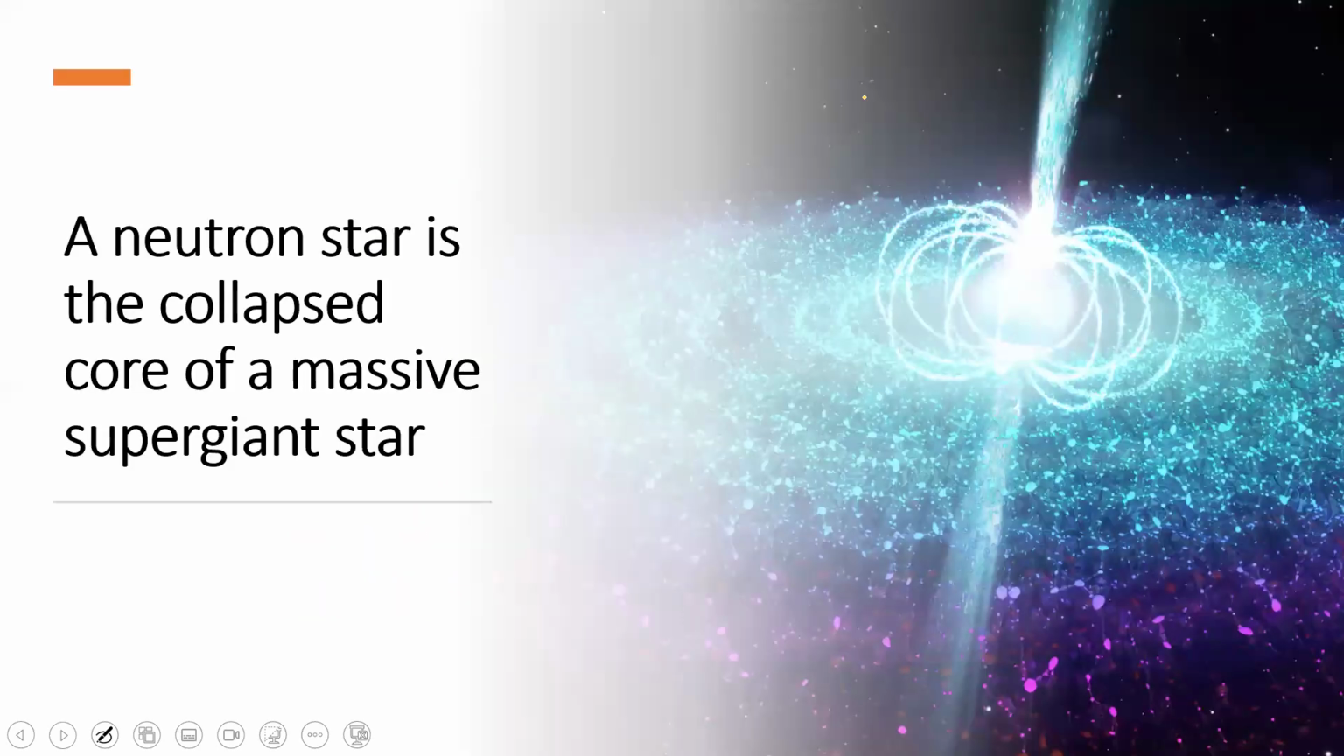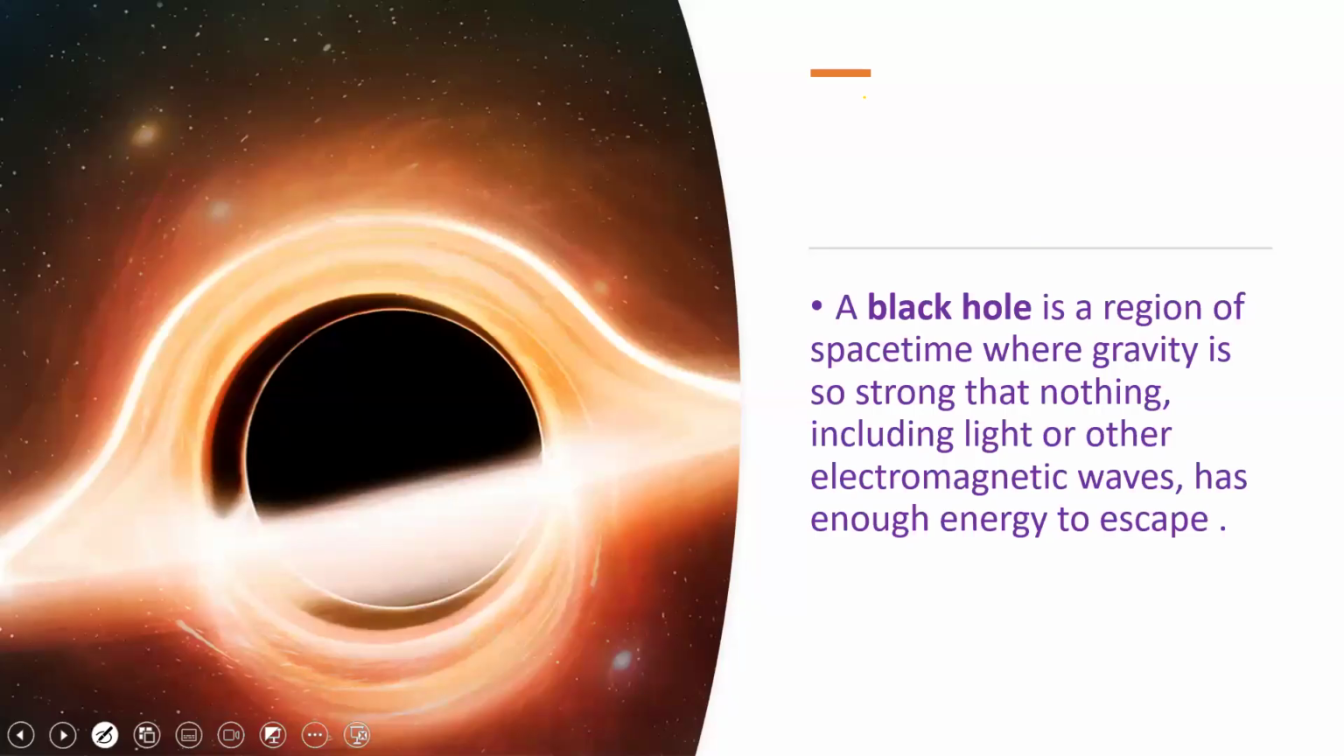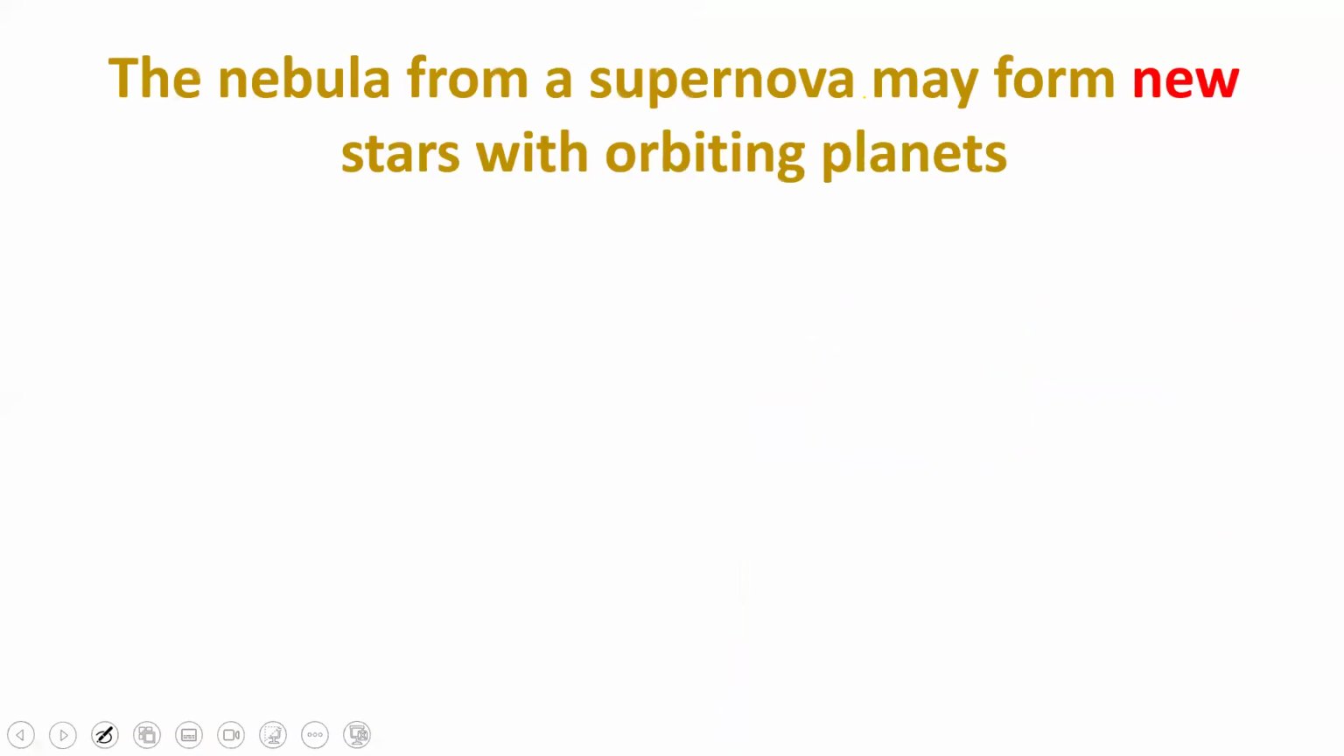Now, a neutron star. A neutron star is the collapsed core of a massive supergiant star. It is a very mysterious object, one of the most powerful players in the universe, like a black hole. A black hole itself is a region of space-time. It has such high gravity that nothing can escape, even light cannot escape. Now science is claiming the discovery of white holes also, but not in our course. So these are two massive players.